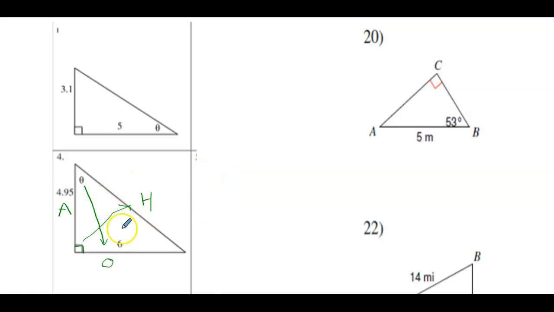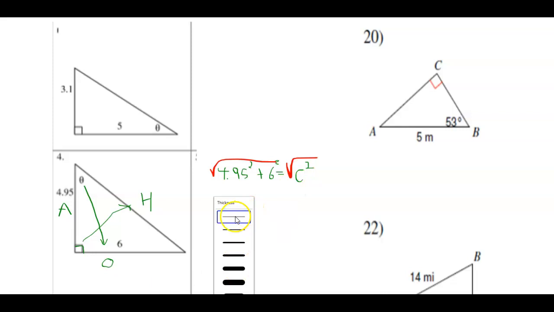Then Pythagorean theorem. So it's 4.95 squared plus 6 squared equals the hypotenuse, which is usually in the Pythagorean theorem, it's c squared. So there's that. We're going to take the square root of both sides. When you do that, you should get a value for the hypotenuse of, shoot, I forgot to write it out. I'll just do it on Desmos here real quick, sorry.